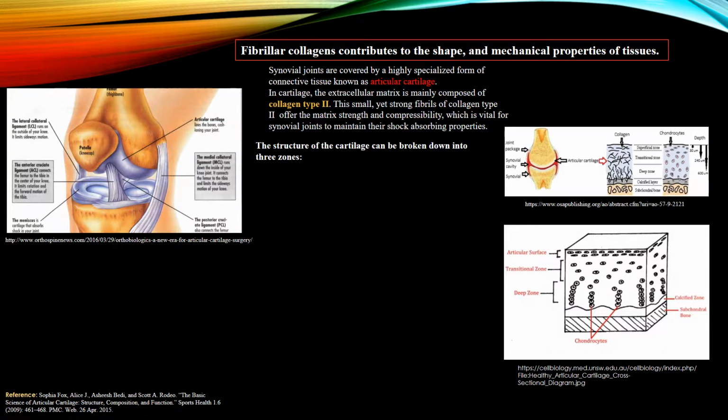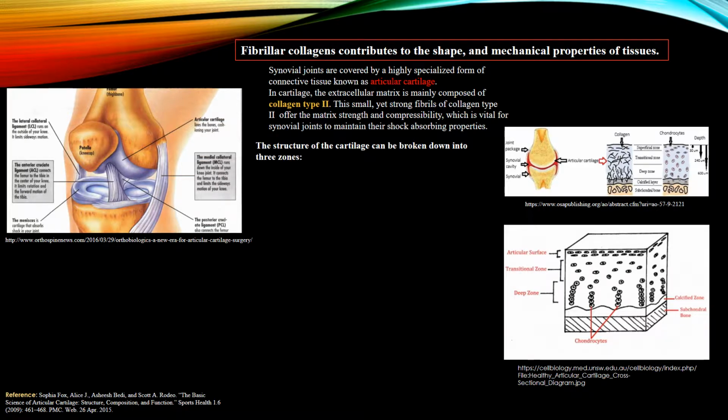Synovial joints are covered by a highly specialized form of connective tissue known as articular cartilage. In cartilage, the extracellular matrix is mainly composed of collagen type 2. These small yet strong fibrils of collagen type 2 offer the matrix strength and compressibility, which is vital for synovial joints to maintain their shock absorbing properties, for example the resistance to traction and ligaments.